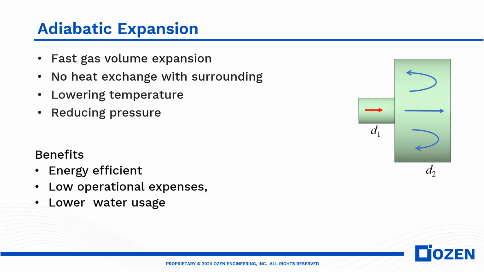The benefit of adiabatic expansion is that it is very efficient regarding energy, because we don't need energy input to the system. The operational cost is very low, and when it comes to water required for the cooling, by having adiabatic expansion cooling, we can really save millions or maybe billions of liters of water, which is very good for the environment too.